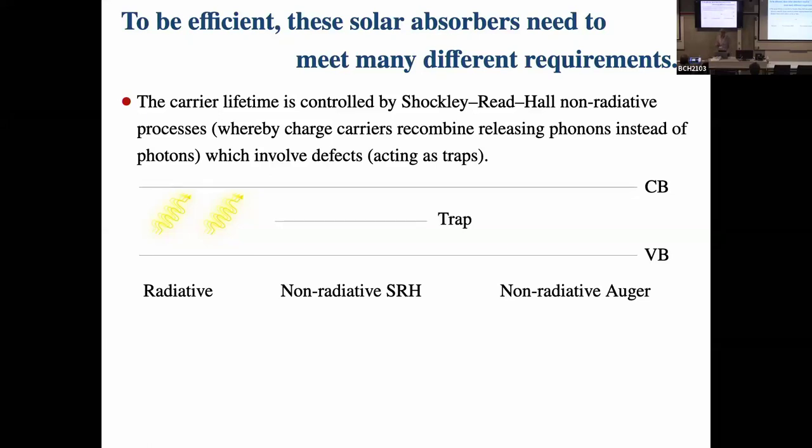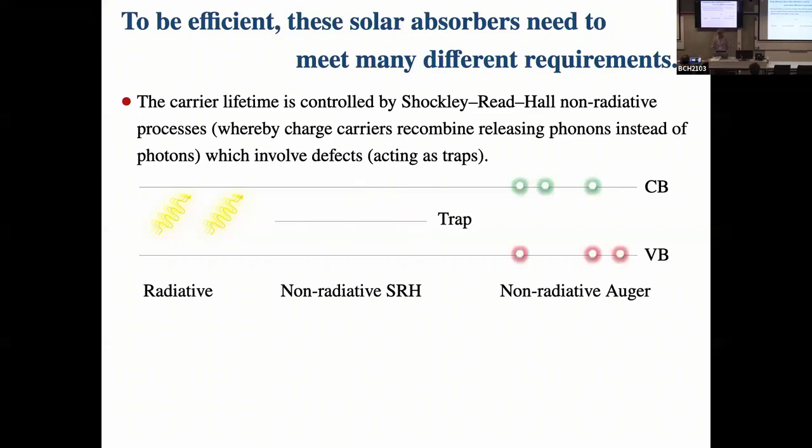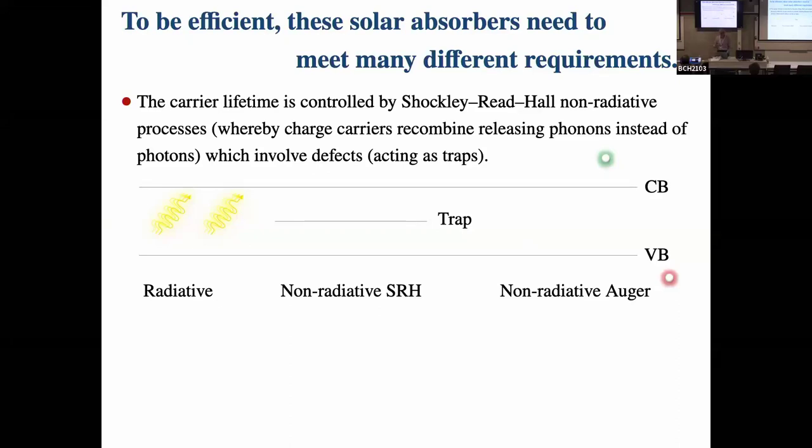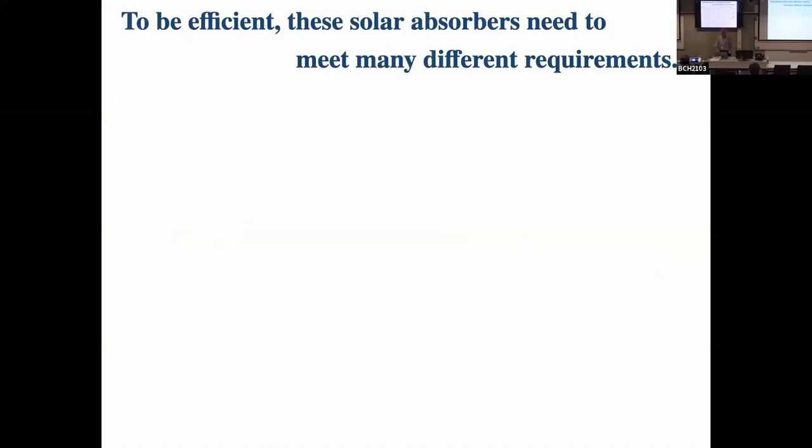In contrast, if you have traps, and in particular, as you will see, if you have traps in the middle of the band gap, rather than making a big transition, you can have intermediate transitions, and the energy that is released for each of these small transitions is smaller than what is needed to release a photon. You can just release this energy with a phonon. And then there are other kinds of non-radiative recombination processes, Auger recombination, and these involve the emission of particles, electrons.